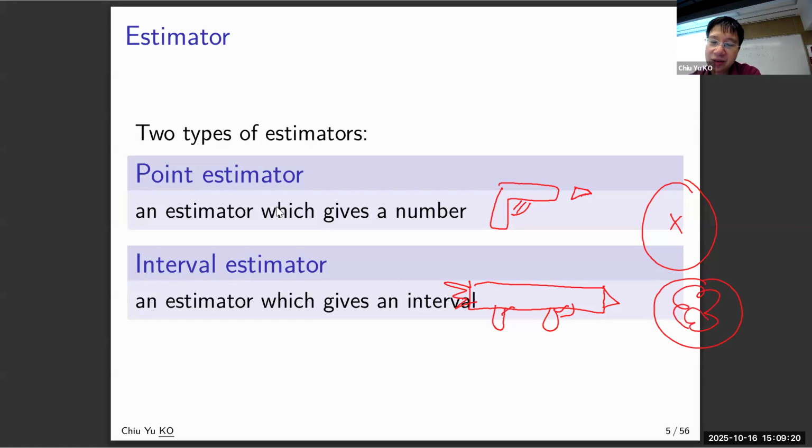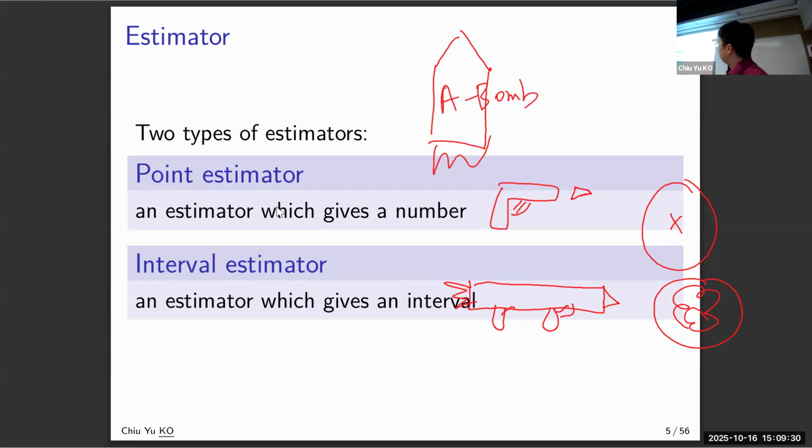Or you don't like this, it's this. It's going to be a bomb, the A bomb, or the H bomb, hydrogen bomb, atomic bomb, or nuclear bomb. You bomb the whole area.